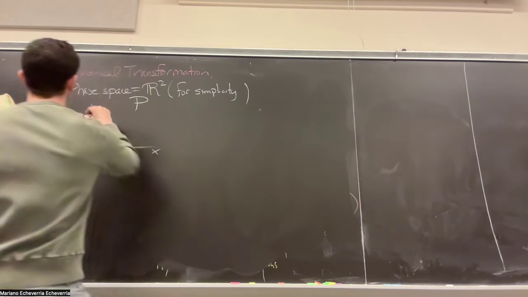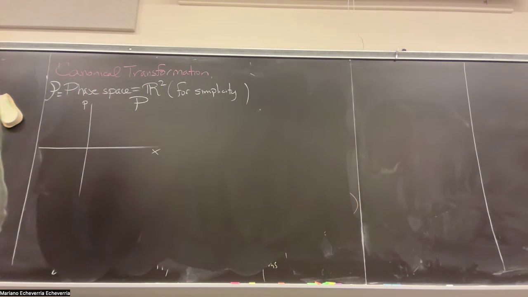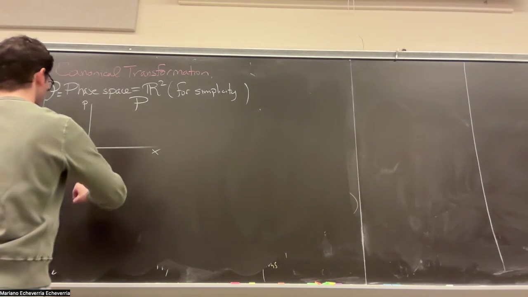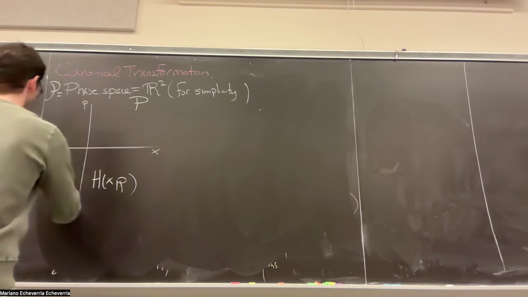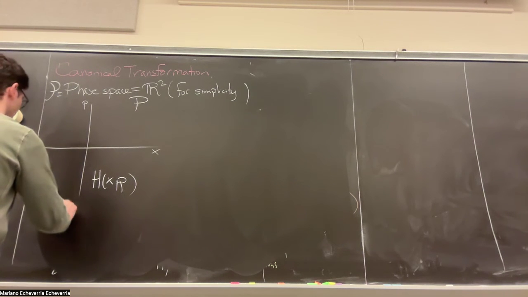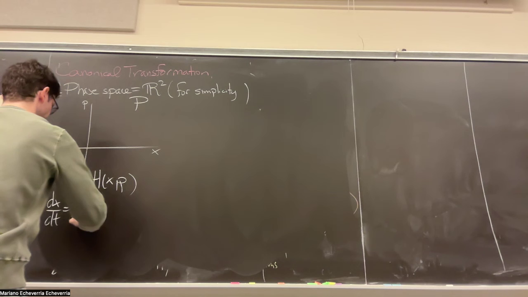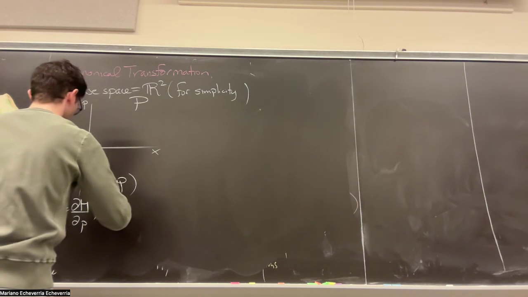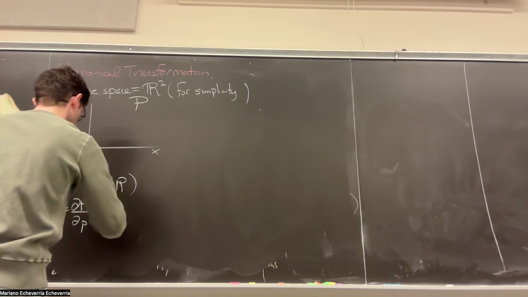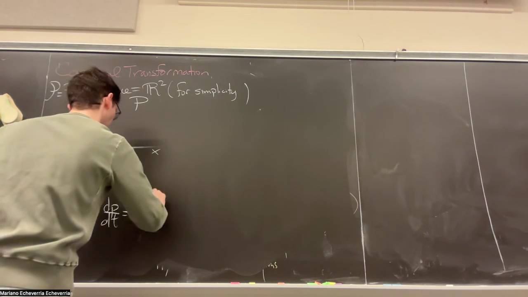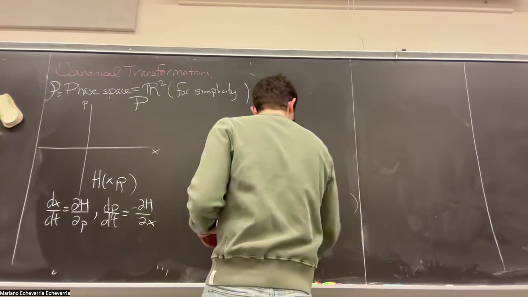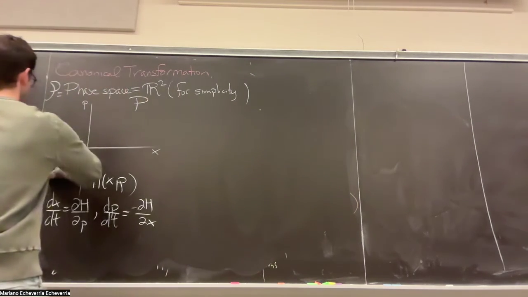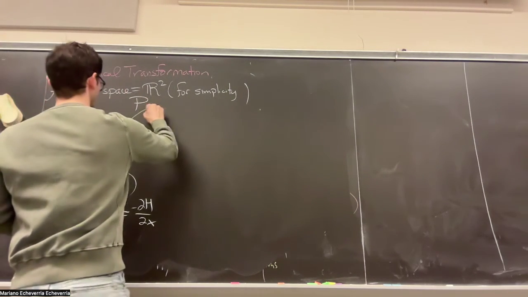If you thought about it as R2, you have coordinates x and p. And if you have the Hamiltonian in terms of x and p, Hamilton's equations are the things that I have been writing all along. I have written this a couple of times. The solutions to these equations, because it's a system of variables, are a curve here. So this is a potential solution to the equations.